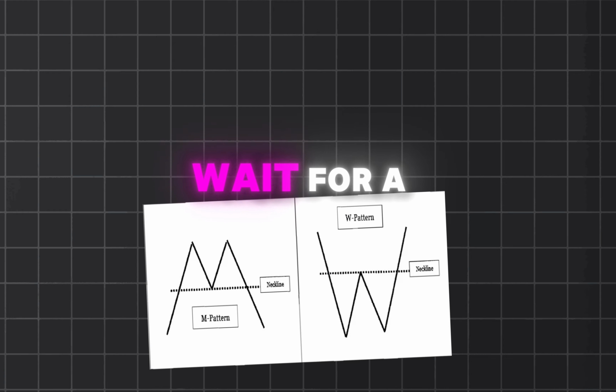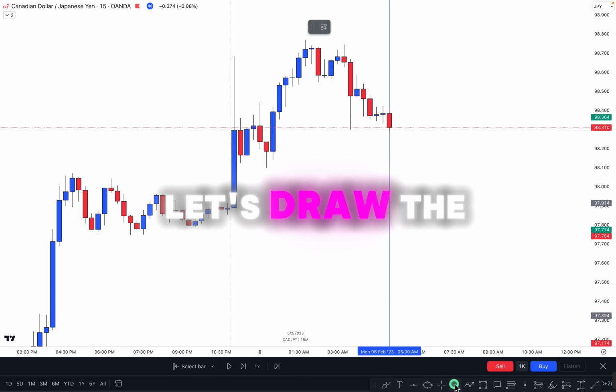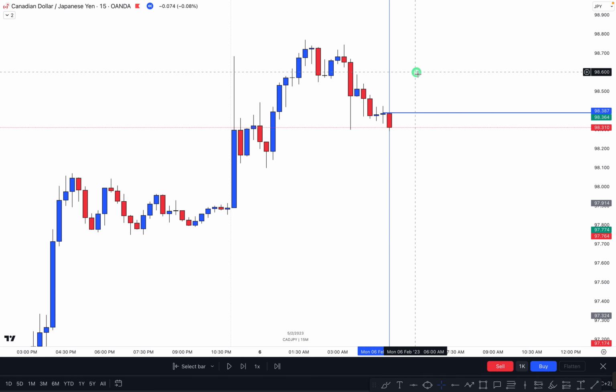You have to wait for a W pattern to be formed. So from here you can see it's down, up, down. So this is the neckline already. Let's draw the neckline. Yeah, so from here we'll be waiting for a candle close above this neckline.